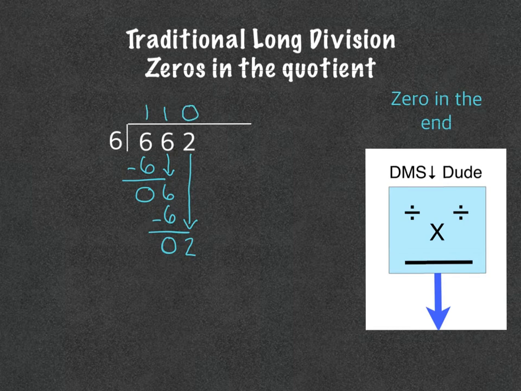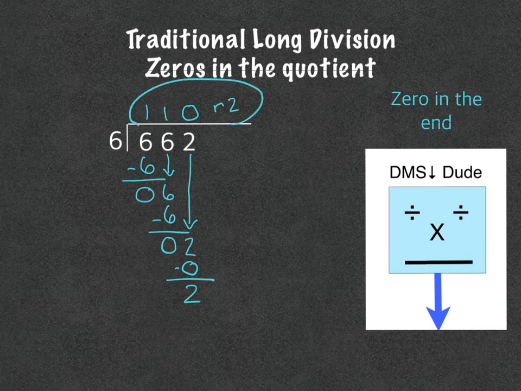Now, this is where it gets tricky. Sometimes people forget that 0, and instead of 110, they have 11, which is a completely different answer. So that 0 is very, very important. So 0 times 6 is 0. Subtract and I get 2. So I have a remainder of 2. So 110 remainder of 2. If you forget that 0, it says 11 remainder 2, which is a very, very different answer. So you just want to be really careful with being sure that that last 0 is in there.